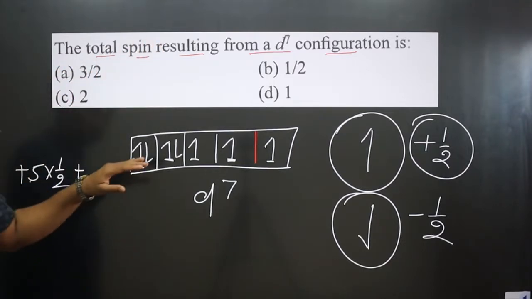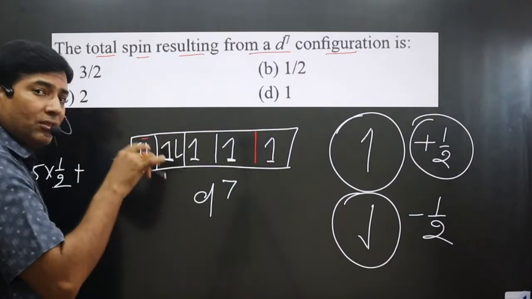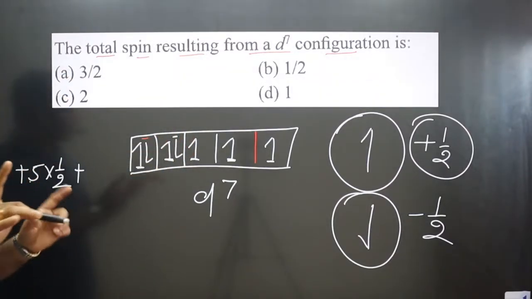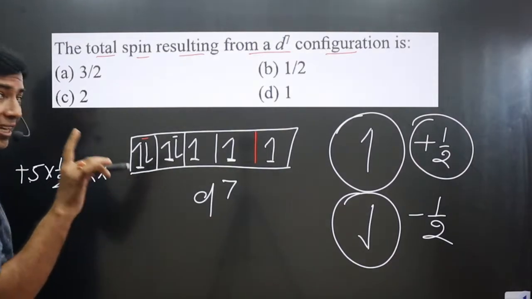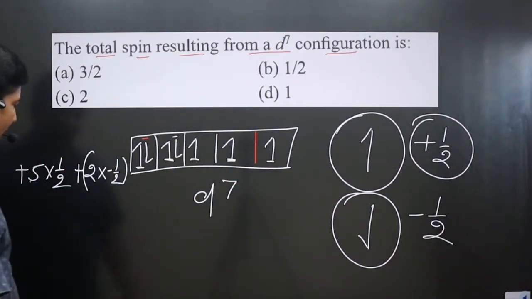Now you can see the number of spins going downward. This is the first spin going downward, and this is the second spin going downward. The total number of spins we are getting is only 2. So 2 multiplied by each spin value, which is taken as minus half. Minus half is there. Now we can add.